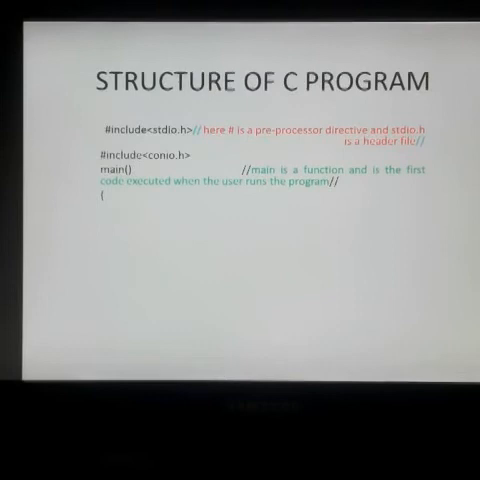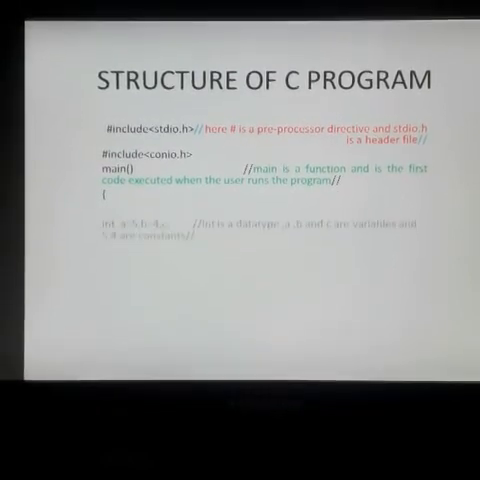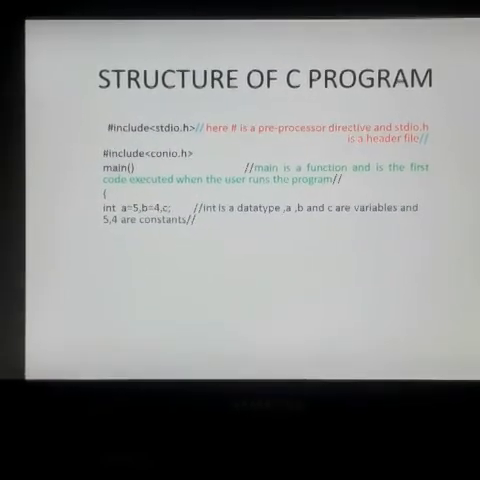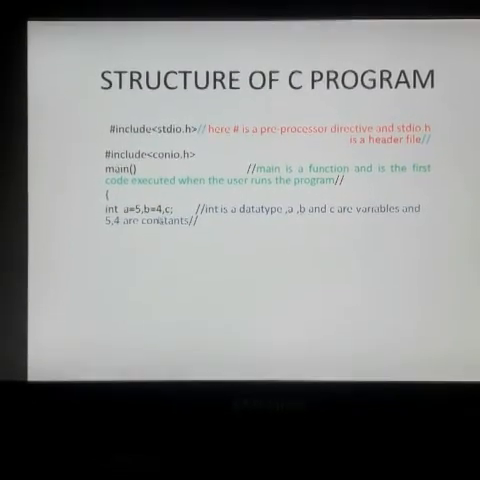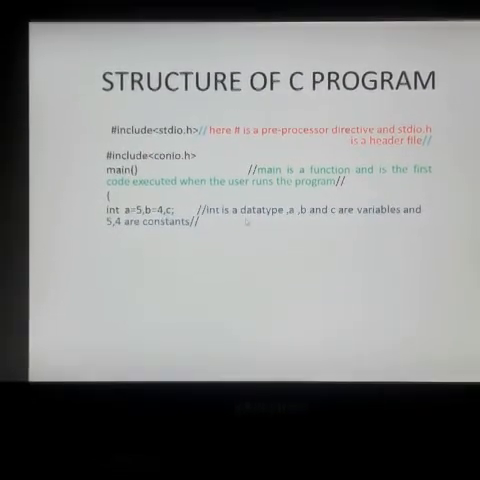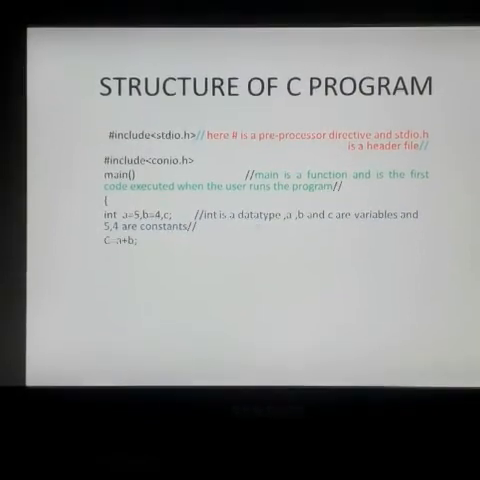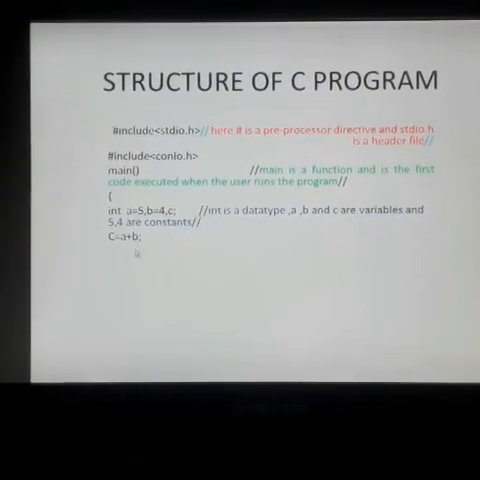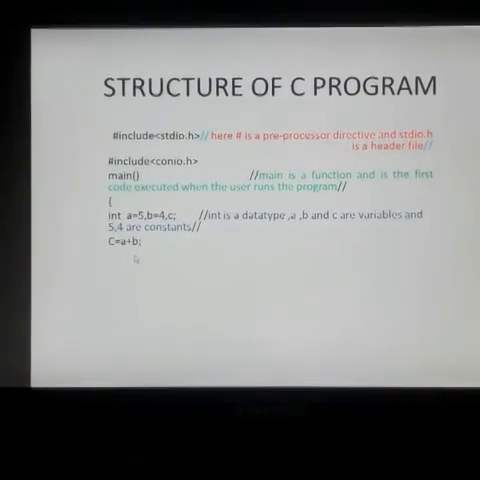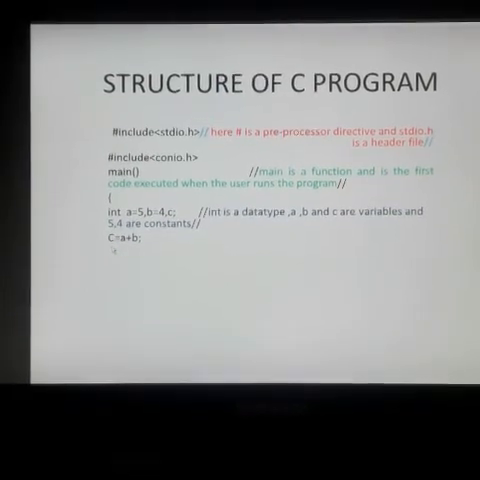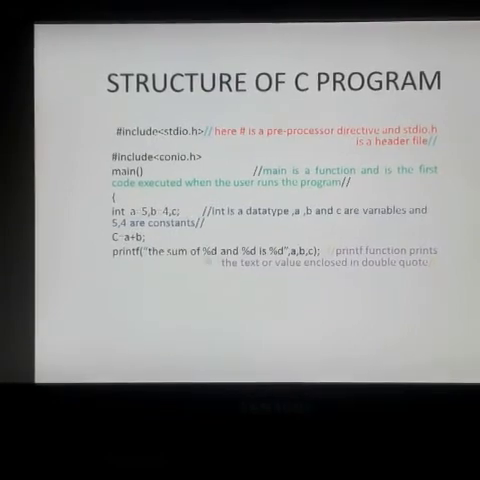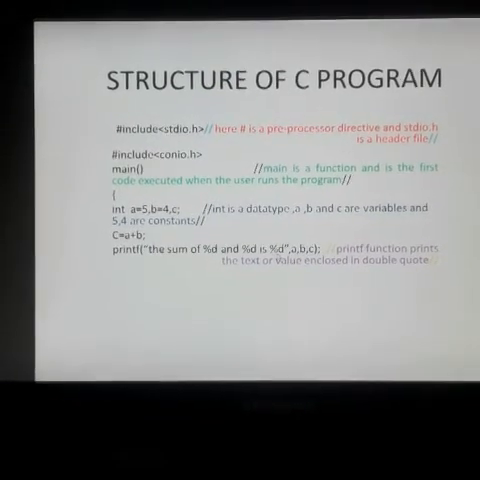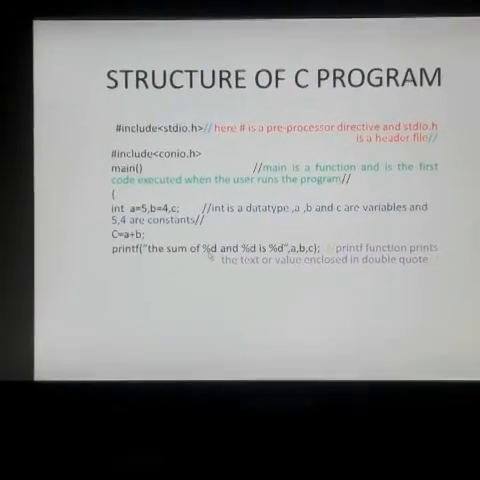So basically main is a function. We start our program with the open curly braces. Now variable declaration. Here int is a data type, A, B and C are the variables and 5 and 4 are the constants. So we will write the expression for what we are making a program, that is of addition. So C is equals to A plus B. Printf, the sum of %d and %d is %d. Here %d is a format specifier.